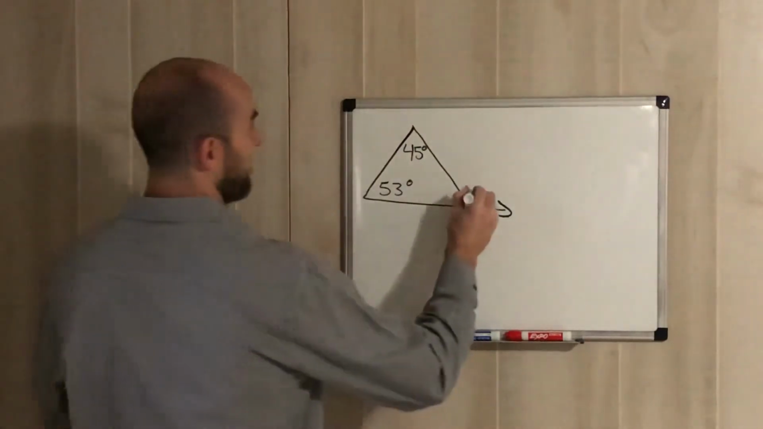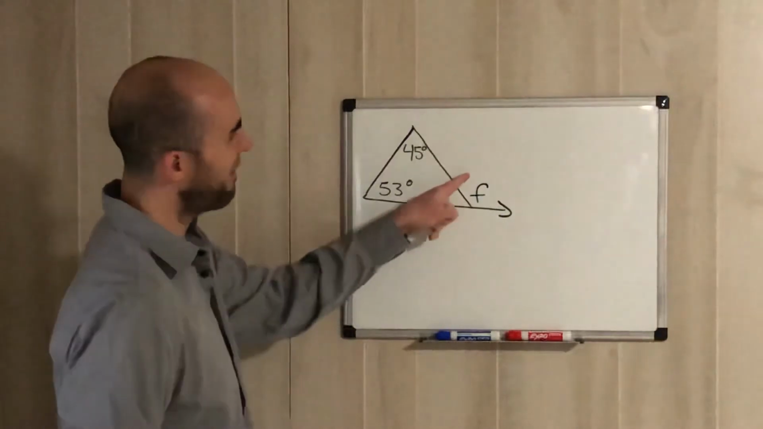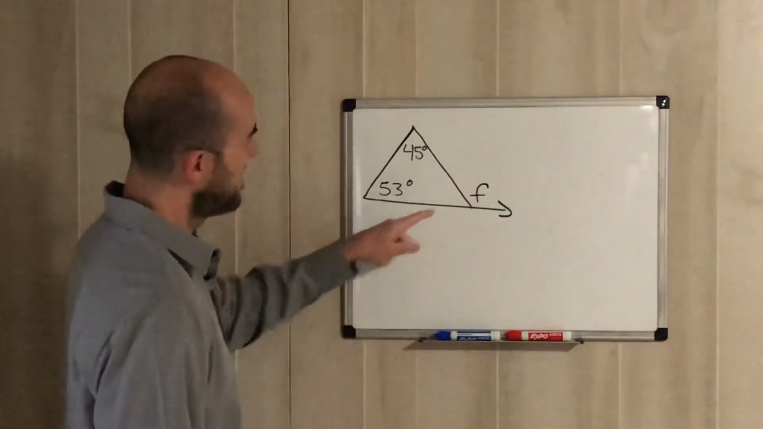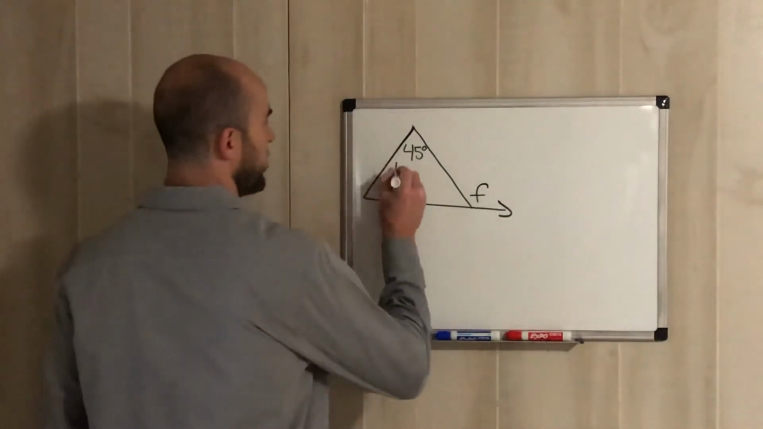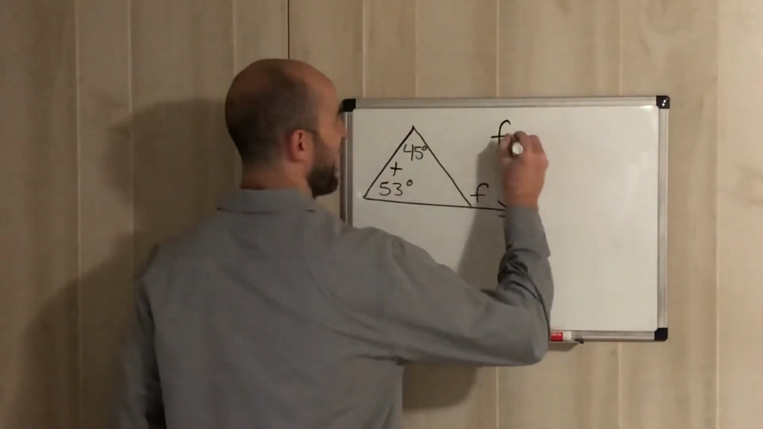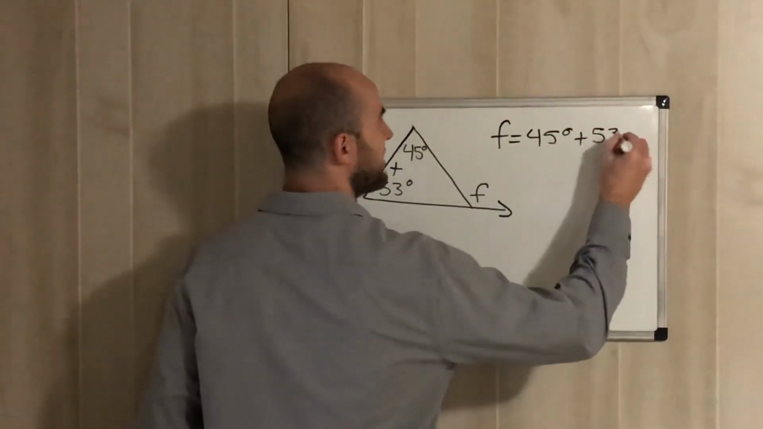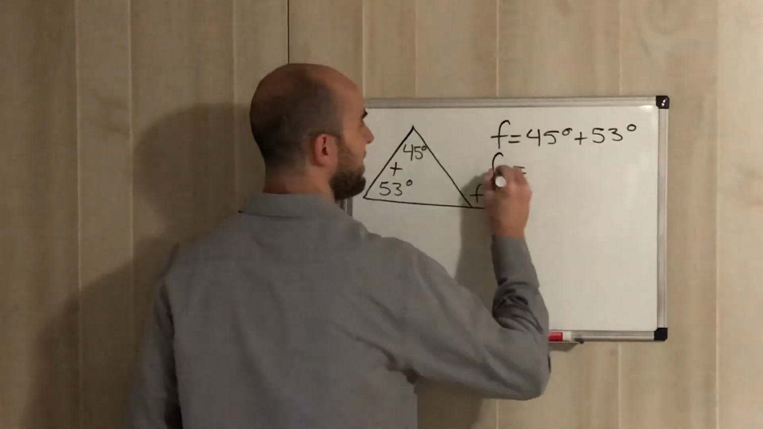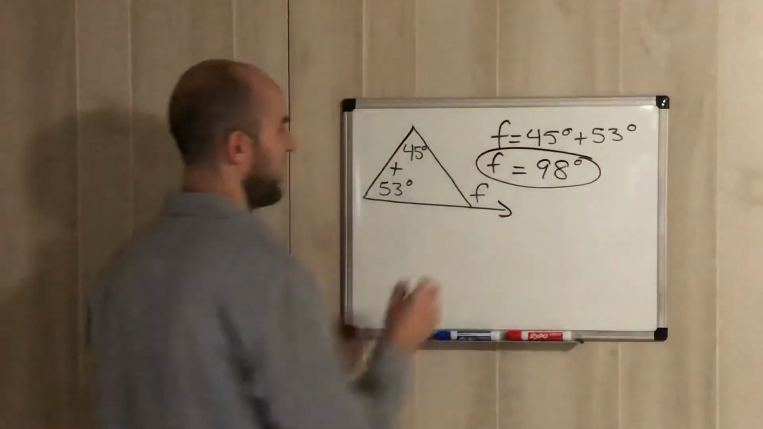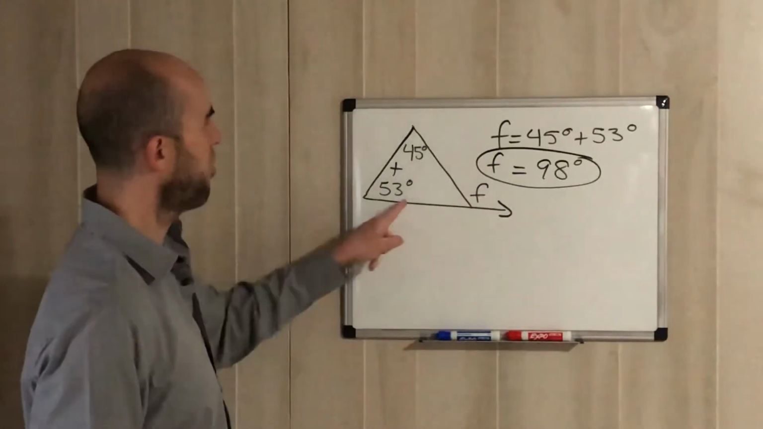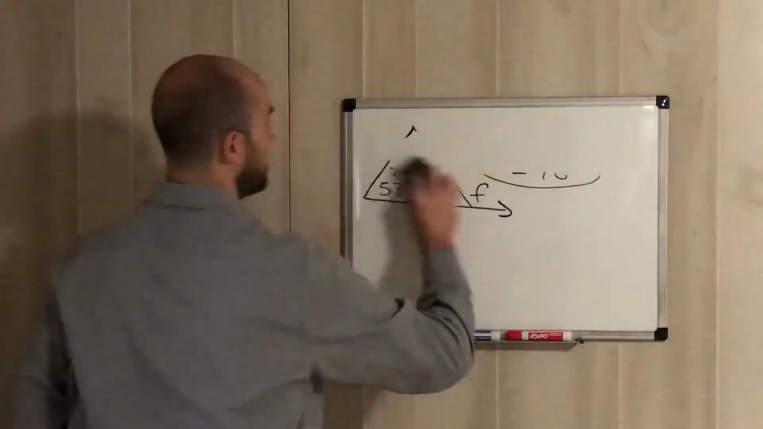If I wanted to solve now for f, right? And always identify it. What does f represent? F represents the exterior angle, right? So if we're trying to find the exterior angle, if we have those two interior, you want to add them, right? So f would end up equaling 45 degrees plus 53 degrees, which would end up giving us 98 degrees, right? Again, whenever you want to find the exterior angle, you always add. Whenever you're trying to find one of the interior angles, you subtract, right?